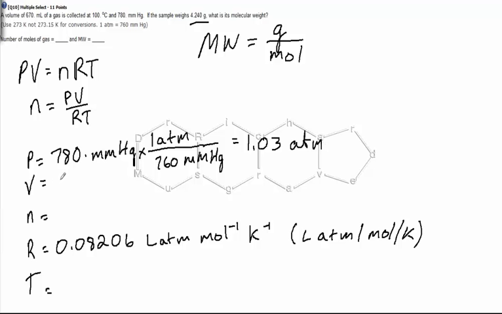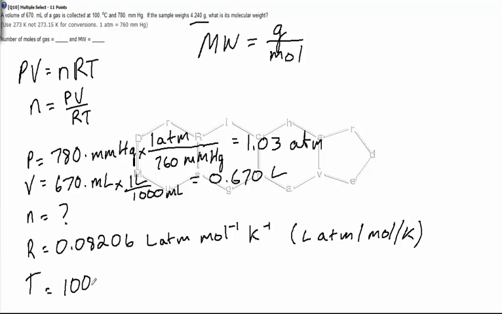Now the volume here is given as 670 milliliters, but that also needs to be in liters, so we'll go ahead and convert that to liters. That's going to be 0.670 liters. The number of moles we don't know, and the temperature is given as 100 degrees Celsius, and that we're going to have to turn into Kelvin. It's going to be 373 K.